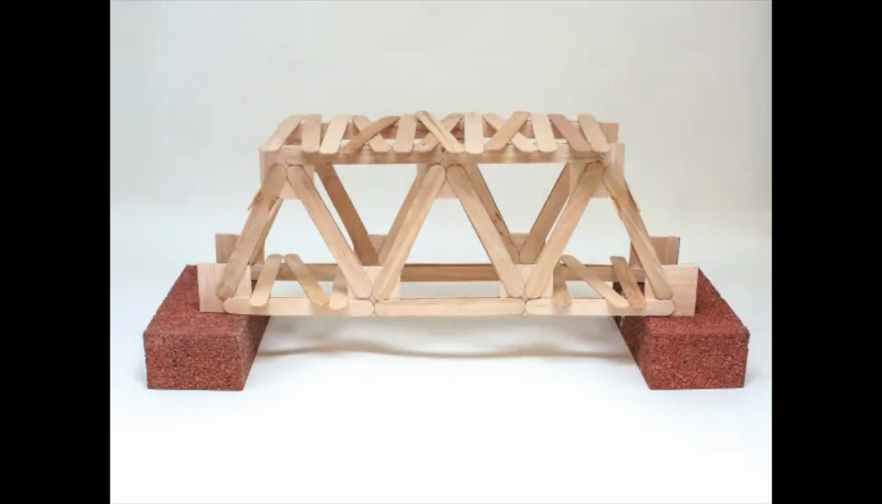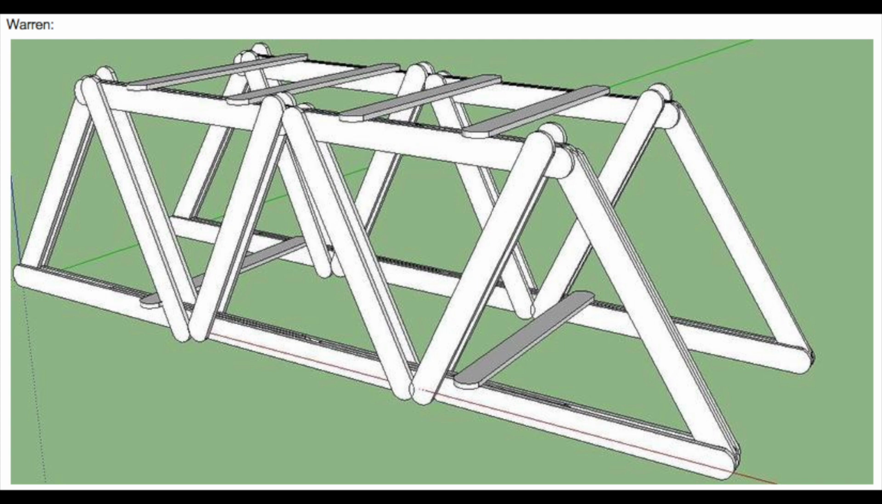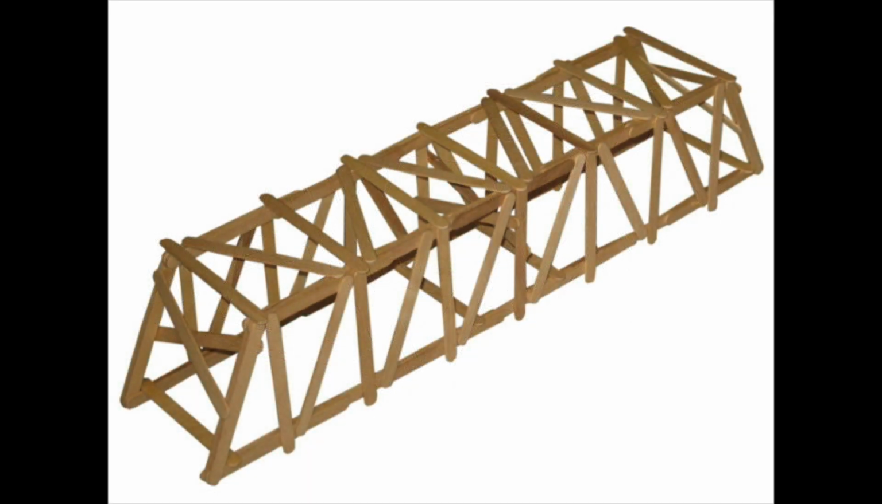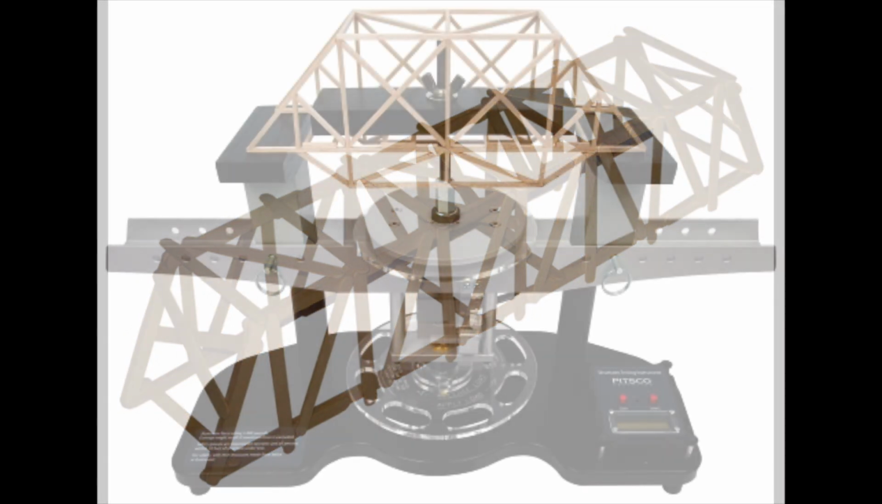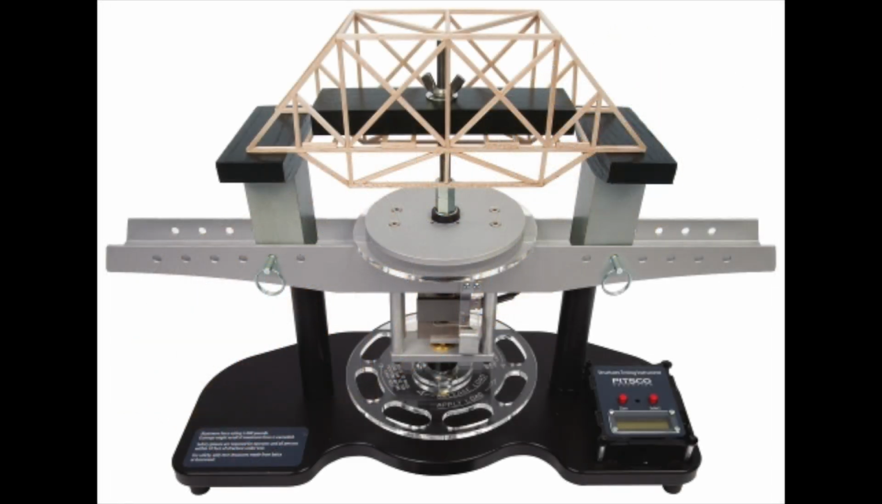For the popsicle stick truss bridge, you will get 50 popsicle sticks and masking tape to prototype your structure. One requirement for the bridge project is that your structure must be a truss-style bridge, which means you must incorporate triangles. We will test these structures on a bridge testing device.